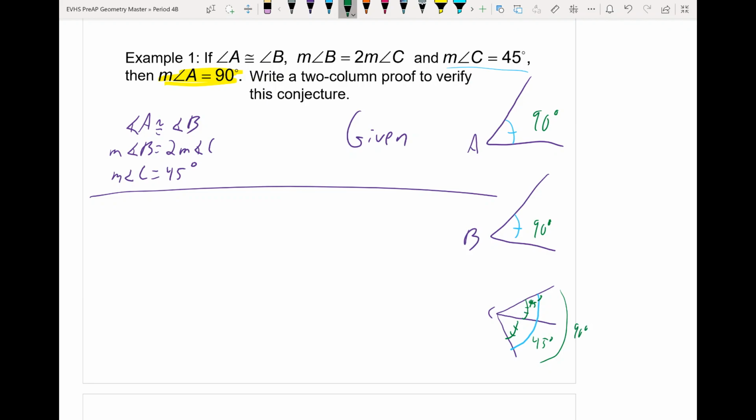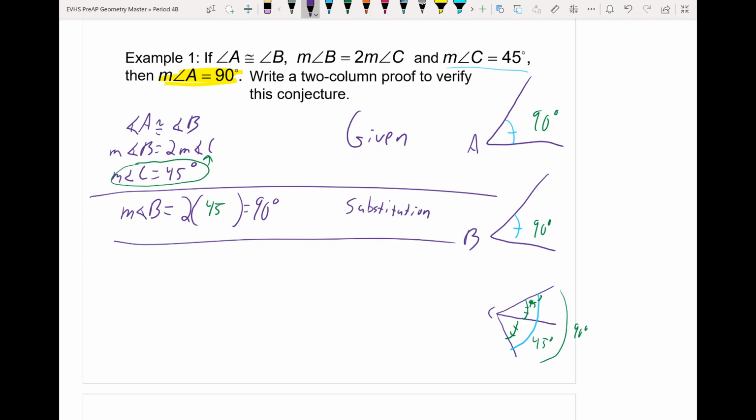All right, so next, let's see what we can do. It looks to me like I've got the measure of angle C equals 45 degrees right here, and I'm going to substitute it into that. So I'm going to recopy this down. The measure of angle B is equal to 2, and now, instead of the measure of angle C, I'm going to write in 45 degrees. Now, I'm going to simplify that down, and 2 times 45 is 90. My reasoning there is just a simple substitution step.